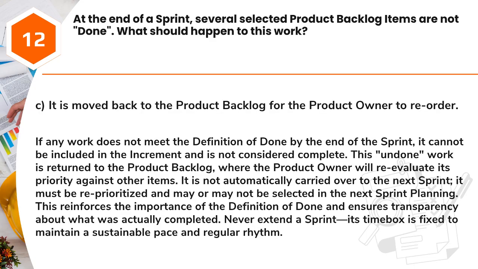Answer: C. It is moved back to the product backlog for the product owner to reorder. If any work does not meet the definition of done by the end of the sprint, it cannot be included in the increment and is not considered complete. This undone work is returned to the product backlog, where the product owner will re-evaluate its priority against other items.